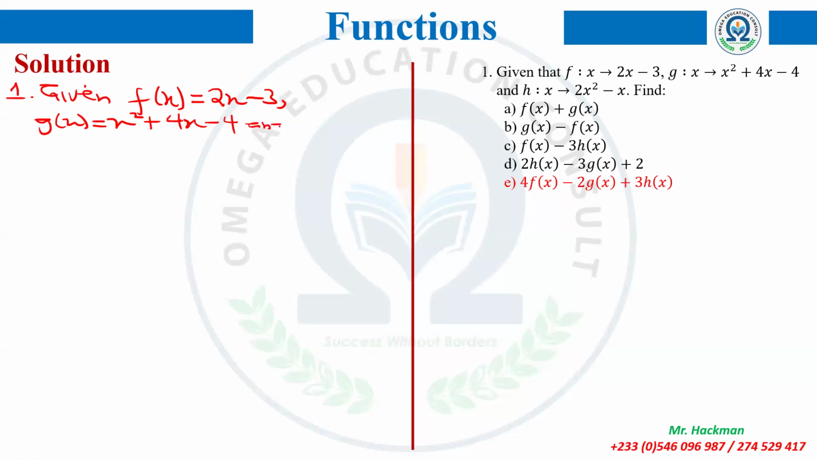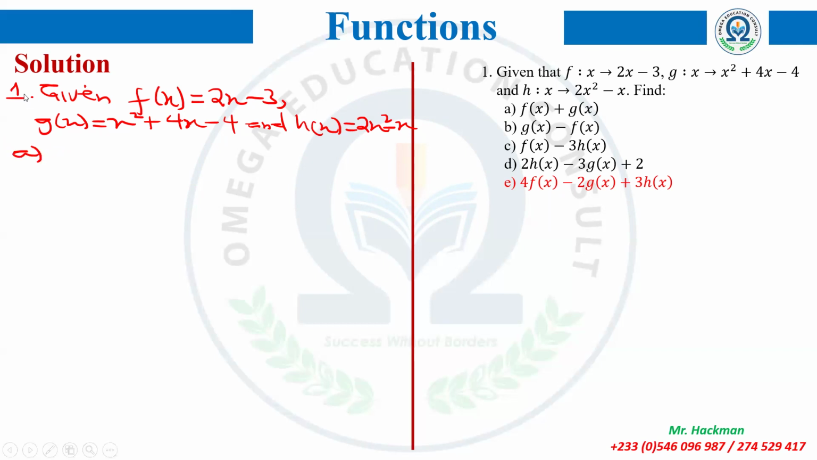And my last function is what? h of x. So h of x will be equal to 2x squared minus x. But I've extracted all my functions, remember. Then after that, you come to a.